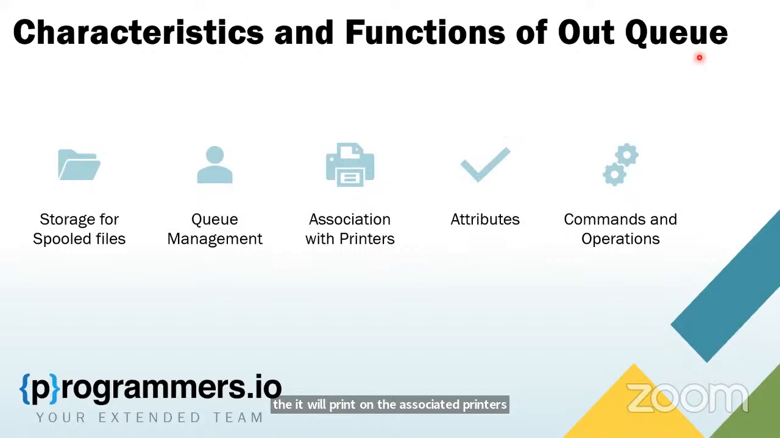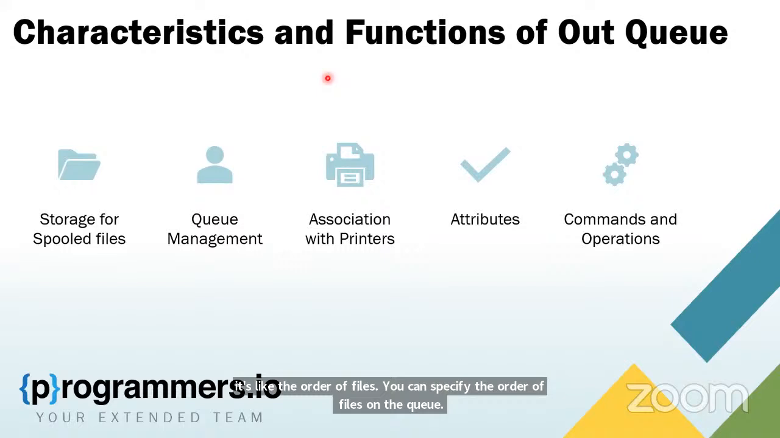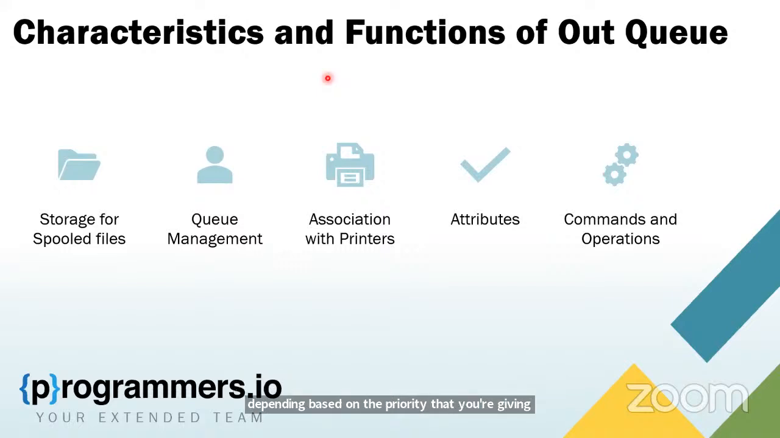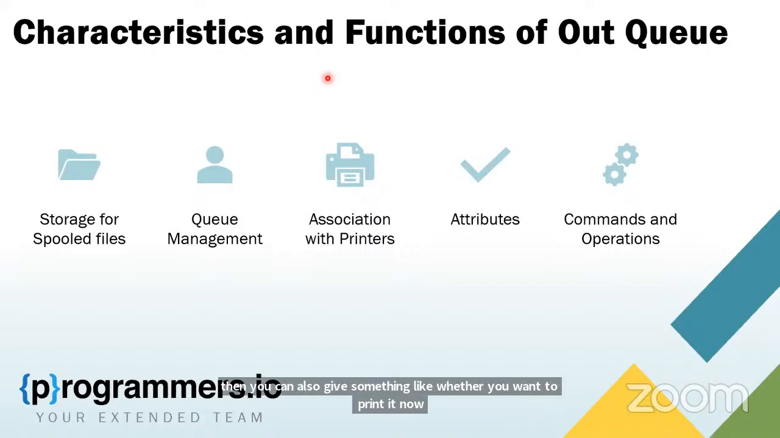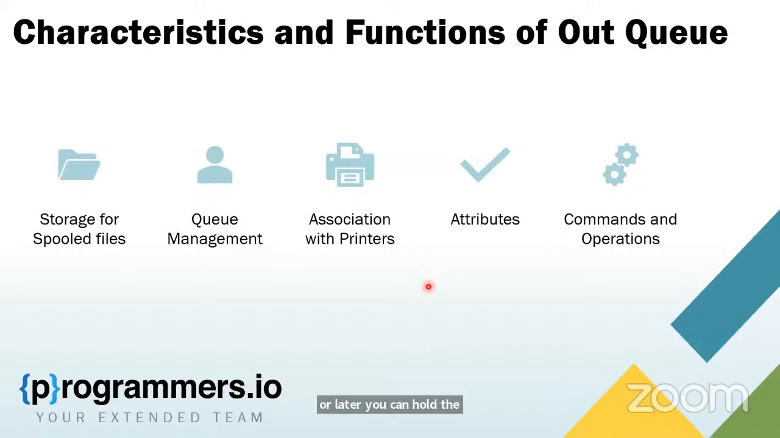So the attributes of the out queue, as I said earlier, include the order of files. You can specify the order of files on the queue based on the priority that you give. And you can also specify whether you want to print it now or later. You can hold the spool file by setting the attribute to *HELD, so it will be held on the queue.